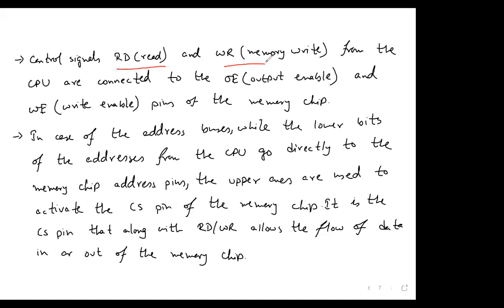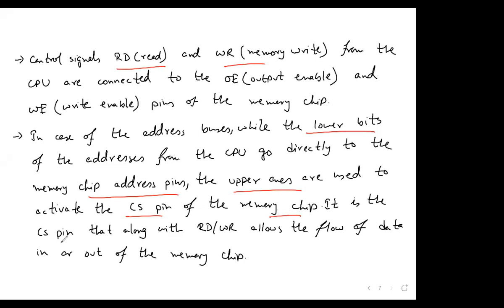And in case of the address bus, I think this will be clear with an example, which I'll show right now. In case of address buses, the lower bits of the address from the CPU will go directly to the memory chip address pins. But the upper ones are used to activate the CS pin along with some other pins as well, as we will see. So the upper ones control the other pins of the memory chip, and the lower ones go directly to the address pins.